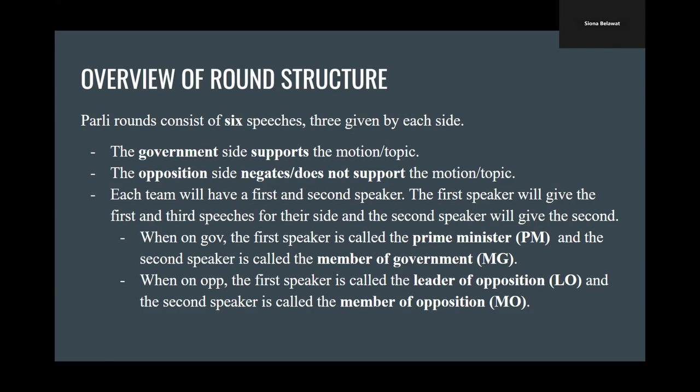That is how formally parliamentary debate is supposed to work. But on the local circuit, on tournaments that are virtual and not that prestigious and not big nationals, you would probably not see people refer to you like that, and you would probably just be Gov first speaker or Op first speaker. So that is how rounds work.